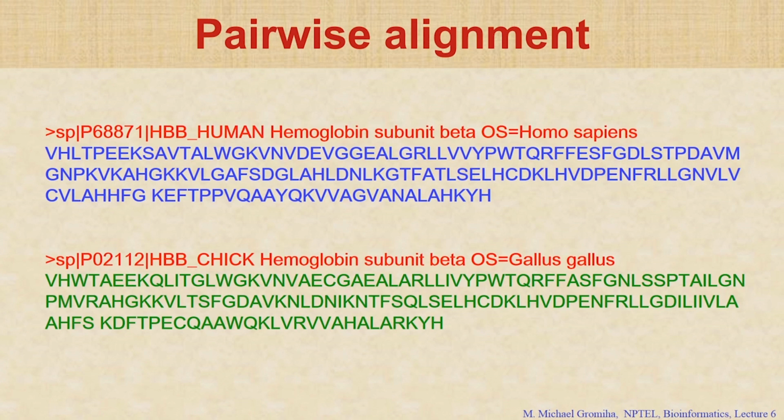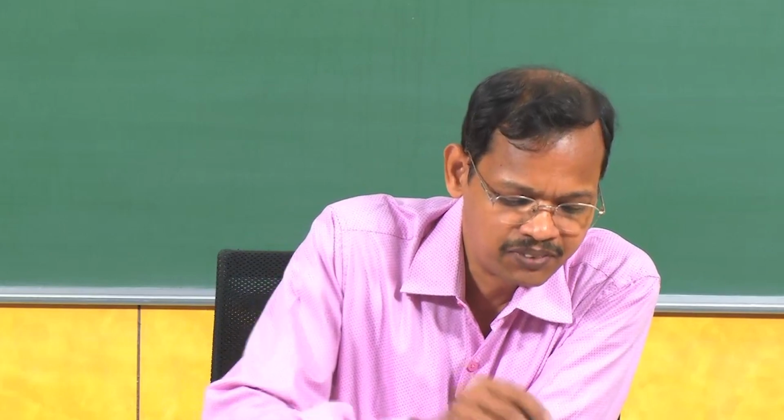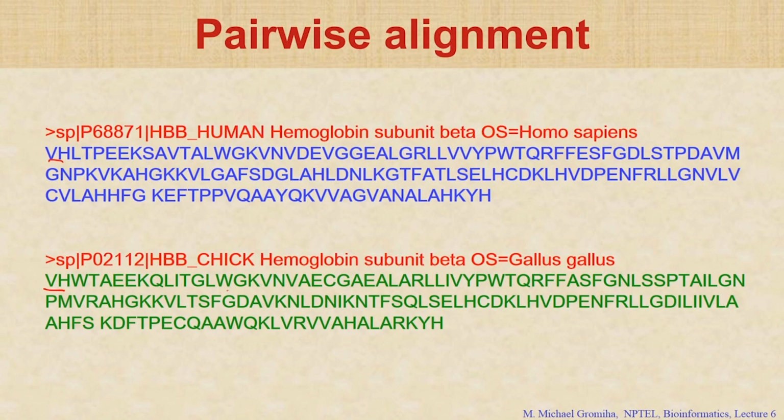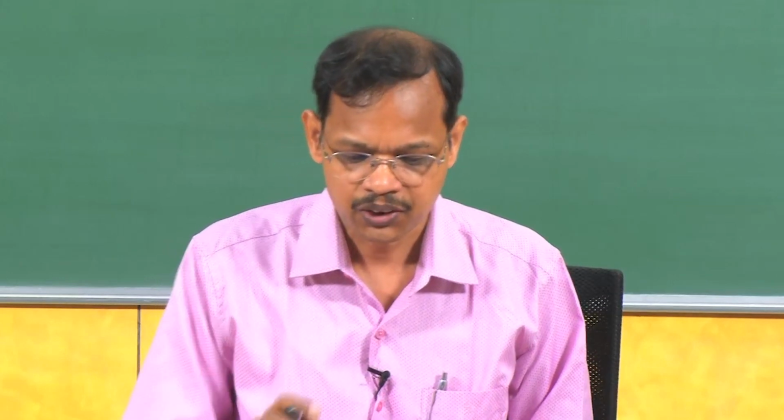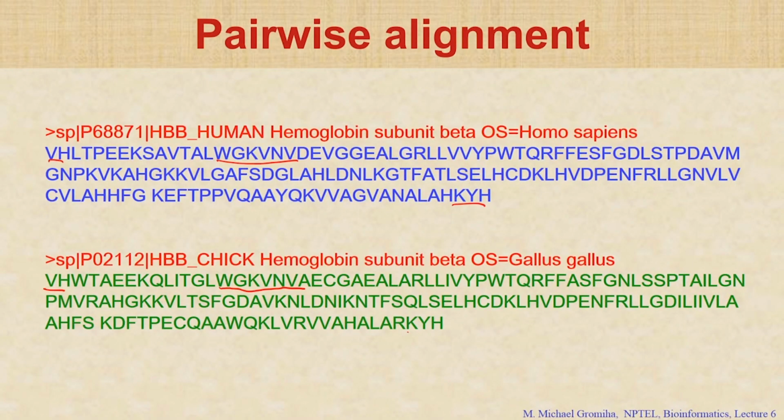So, we look into these two sequences. Can you see any differences or similarities between the two sequences? Here this is similar, and you can see some places, right, W, G, K, V, N, V. When you look with your eyes, you can see some cases, but we require an algorithm to quantitate how far these two sequences are similar to each other, which parts of the sequences are similar, and which parts are different. So, here again you can see K, Y, H is the same, but again here this is different.